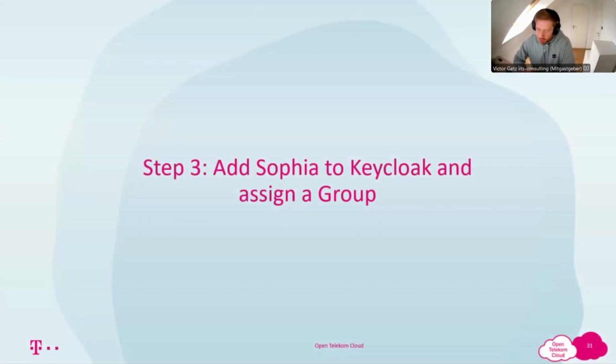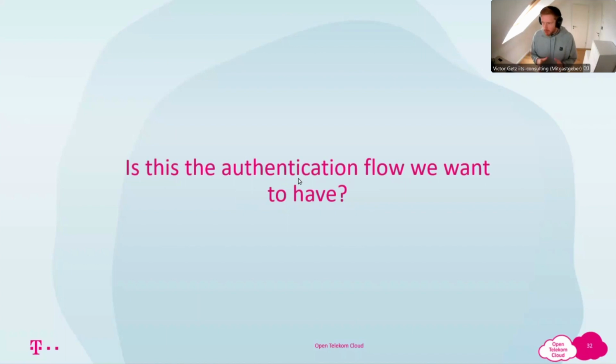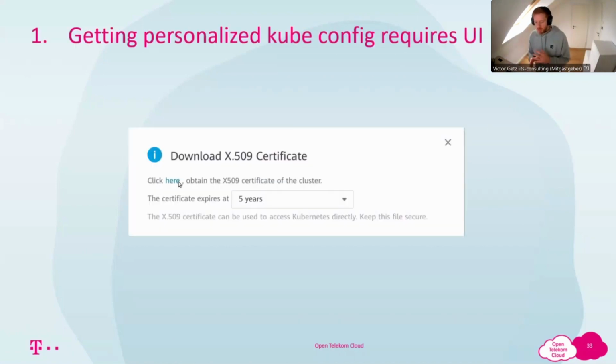Okay, let's go back to our slides. We implemented the full chain. We added Sophia to the Keycloak system. We can log in. We made from zero, we started, and then we went to the full chain. And the question is now, is this authentication flow really what you want to have? Is it really optimized? Is it really automated? Or can we maybe optimize some things? If you pay really attention, you saw that there are some flaws in the current process. And these are the flaws which OTC-Auth tool solves.